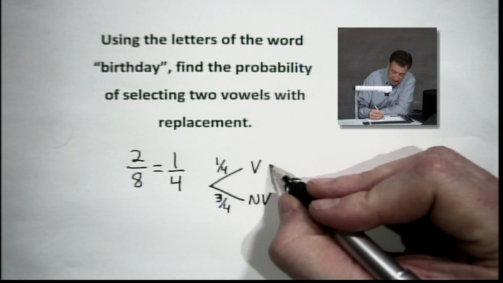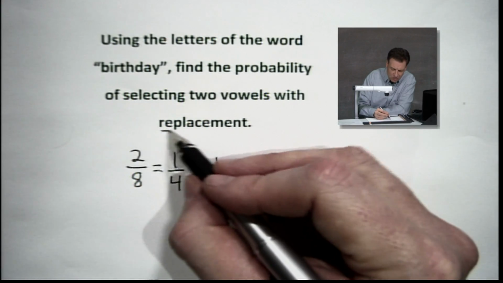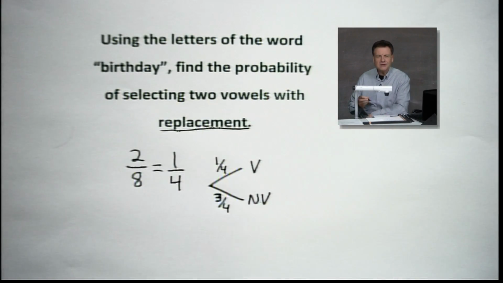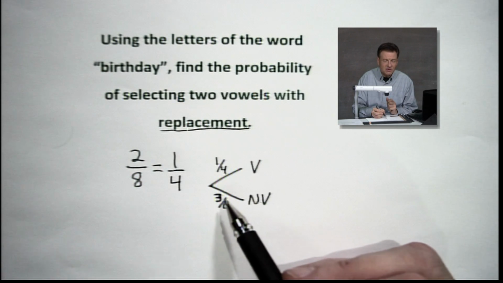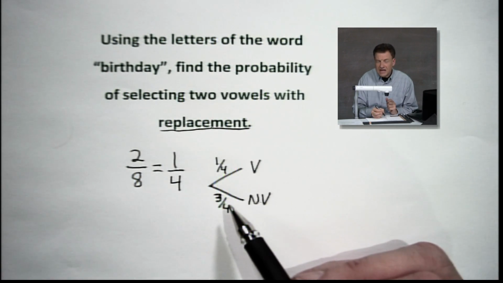Now, what happened is we replaced. Now you say, Ernie, what's important about that? Well, if you picked the vowel and you didn't replace it, that means you're down to 7 letters and only 1 vowel. If you picked a consonant, a non-vowel, you would be down to 7 letters also, but this time you'd still have 2 vowels, all right?